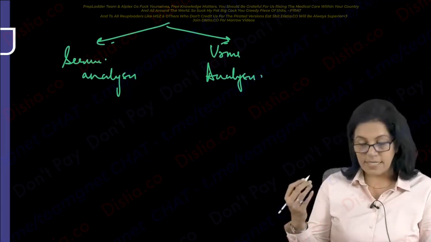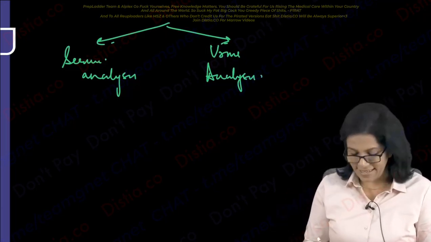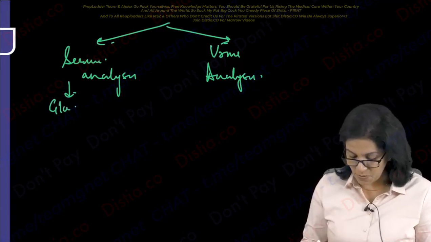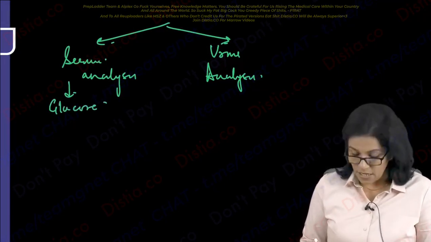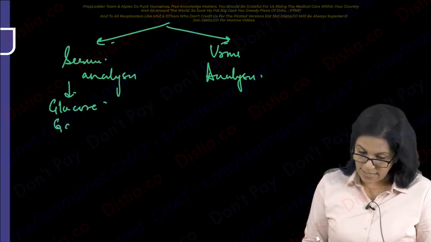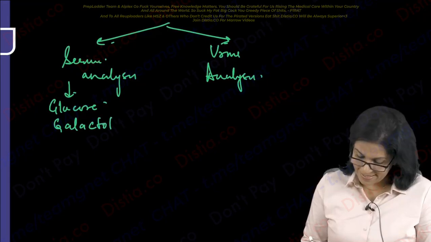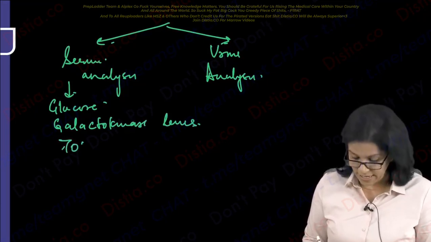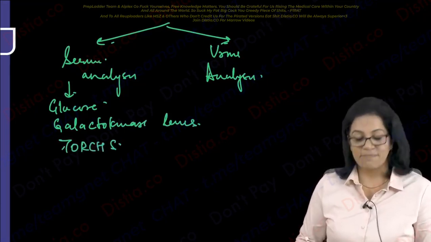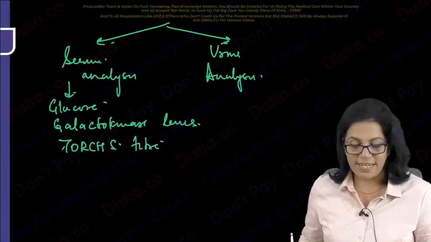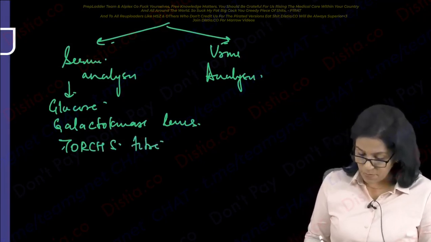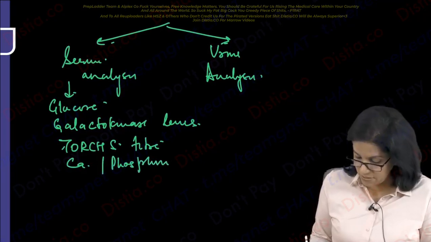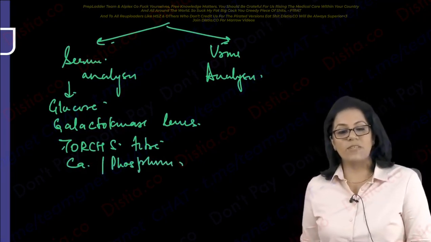When you say serum analysis, you will have a general idea of everything. You are going to specifically see the glucose levels, of course. You are going to see your galactokinase levels. You will have to check the titer of TORCH, the titer levels. This should be checked for. So these are a few, and apart from that, we also see calcium and phosphorus. We are checking all of this to find out the systemic cause.